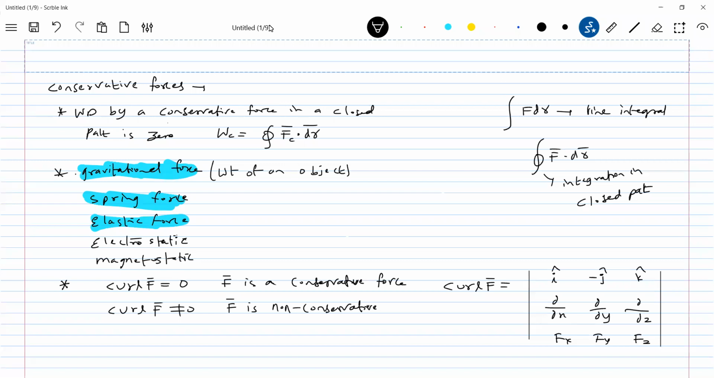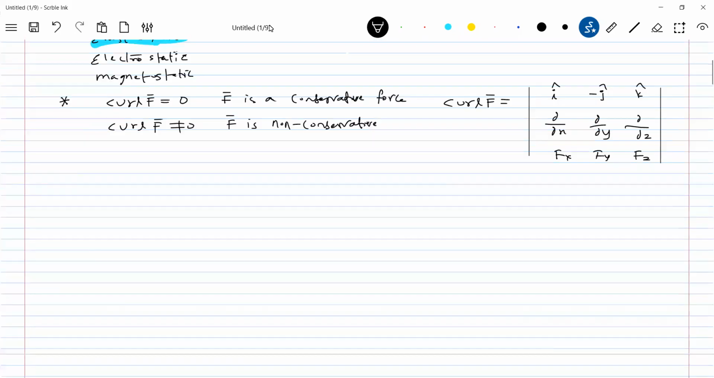Then come to this one. Work done by a conservative force in a closed path is 0. Let's take an example. I will take the weight of the object. Already we know the potential idea.